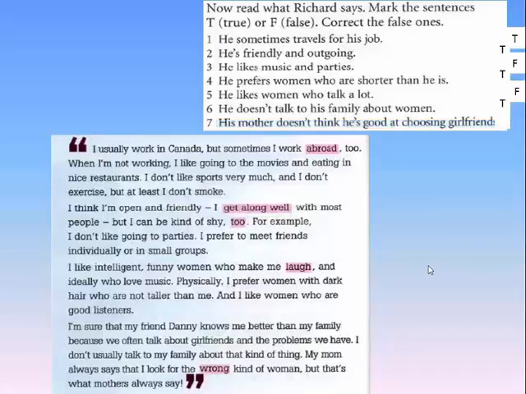And his mother doesn't think he's good at choosing girlfriends. My mom always says that I look for the wrong kind of woman. So, yes, his mother doesn't think he's good at choosing girlfriends is true.